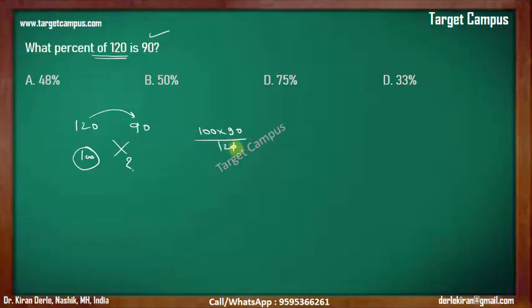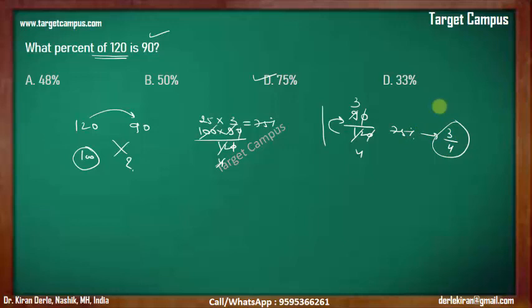So this would be 0.75, and 25 into 3 is 75%. Or we can also do this like 90 upon 120. So this goes out, this goes out. This is 3 by 4, and 3 by 4 is nothing but 75%. Fraction to percentage conversion, guys, is very much important. Let's move on. This was a very basic question to start with.